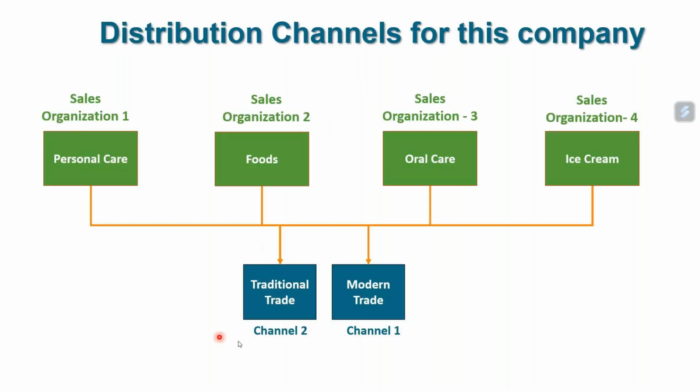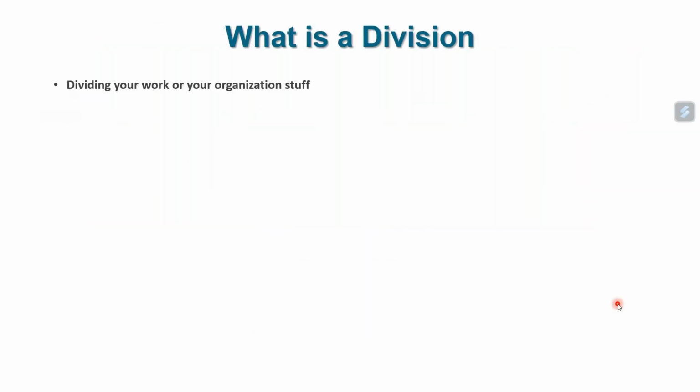There could be many other channels. Traditional trade is the kirana stores, the mom and pop stores. Modern trade is the Walmart, the Macy's, the Big Bazaars, the Malls. So these are the modern trade. There could be many other channels. I did not want to complicate, so I have not put it here. But that is something which could be there, and you could make more channels if you feel that's something you would want to do for your own setup, which you will do in the system.